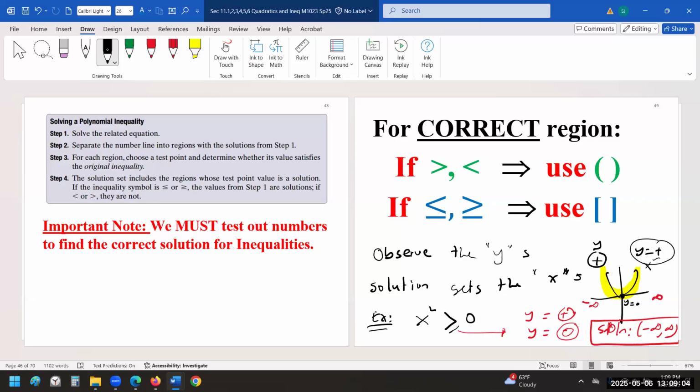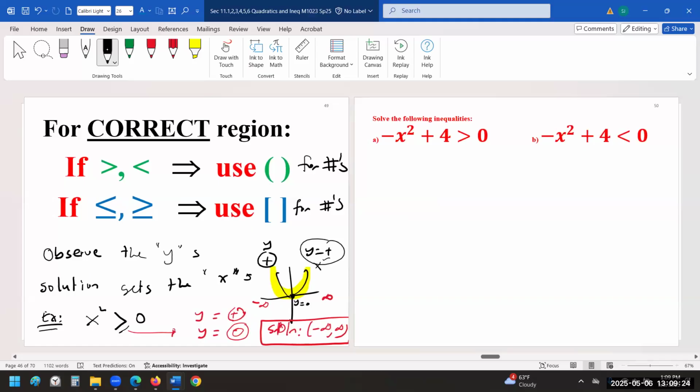Brackets are only for numbers. Infinity is not a number, it's a symbol. So for a symbol, it's always parentheses. But for numbers, if you have a number, then it gets the bracket. For example, something like this. We're not going to have infinity as our solution. We are going to have a portion of the number line as our solution.